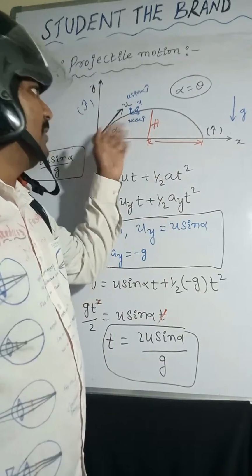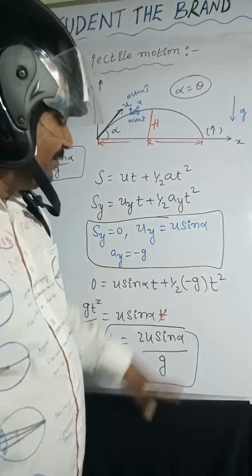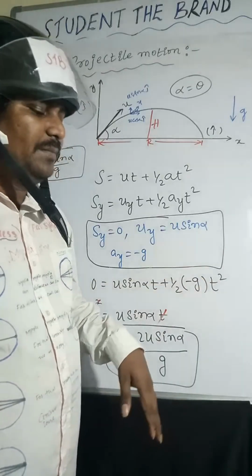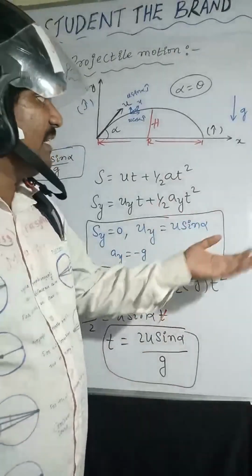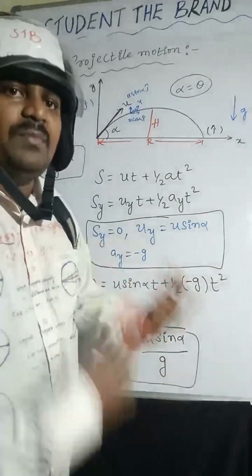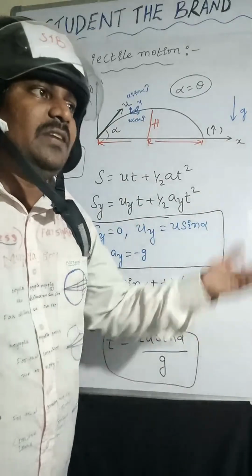So time of flight is time of ascent plus time of descent. Time of ascent is u sin alpha by g. Time of descent is u sin alpha by g. So time of flight is nothing but time of ascent plus time of descent. What is time of ascent? What is the time of descent?